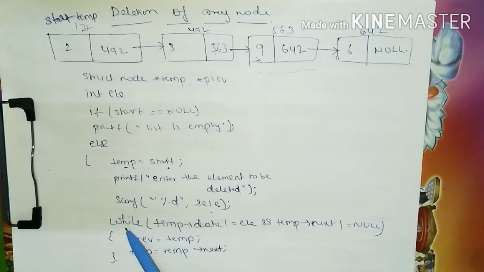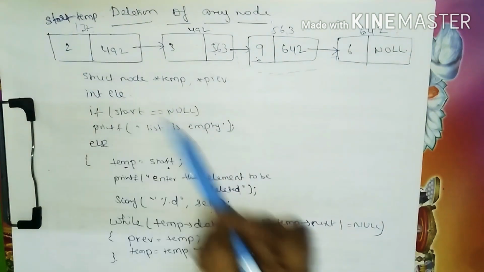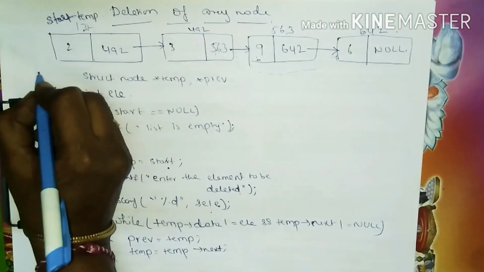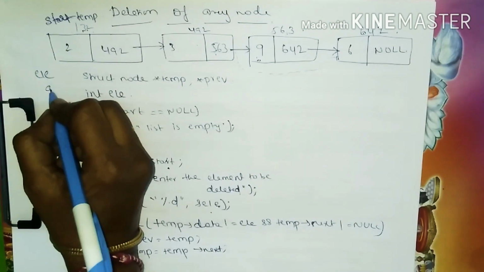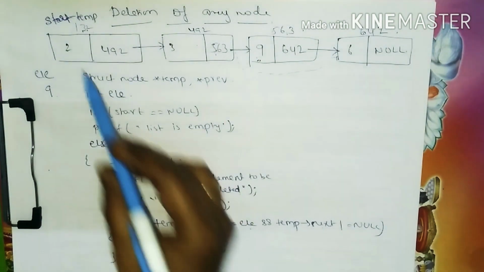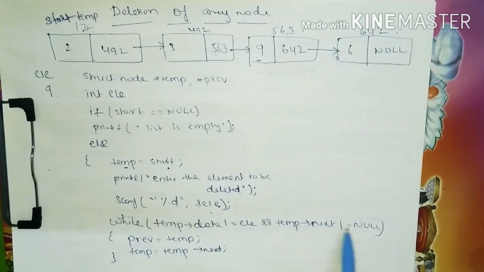Now while temp data, what is the temp data? 2. 2 not equal to ele. What is the ele value? Ele value is 9, I have said. So 2 is not equal to ele, satisfied? Yes, satisfied. And temp next, what is the temp next value? 492. 492 not equal to null, satisfied? Yes, both are satisfied. So it will come into the loop.